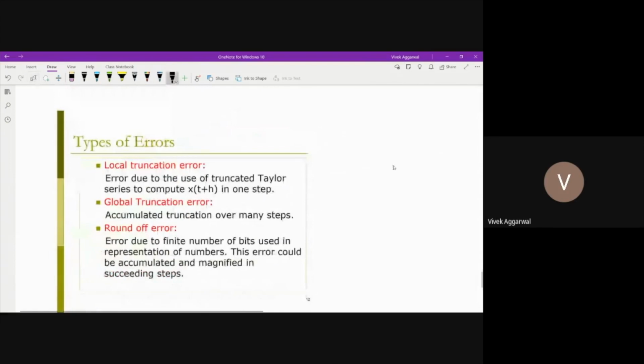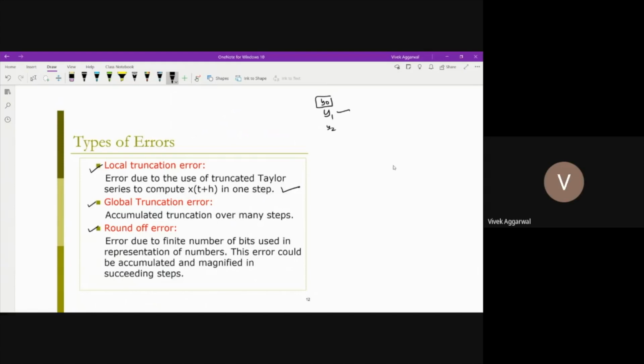So these are the types of errors: local truncation error, global truncation error, and round off error, that we already know. The local truncation error is the error due to the use of the truncated Taylor series to compute this value in step 1, because we have truncated the Taylor series up to only first order terms. Global truncation error is the truncation error accumulated over many steps. As I told you, we are calculating y1 with the help of y0. There is no error in y0, then we calculate y1. Then with the help of y1, I am calculating y2. So this is the accumulated truncation error over many steps. So that is going to happen.